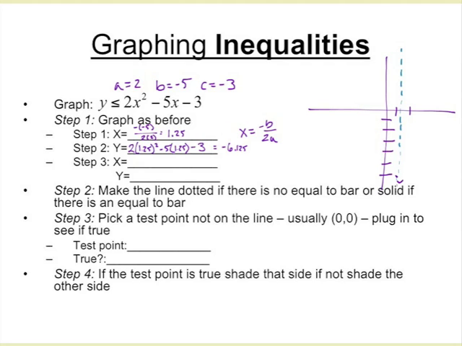Then we pick any x we want, as long as it's different than what we already did, but why you would ever pick 1.25, I don't know. So we're going to pick 0. If I plug in 0, I get negative 3. The nice thing about plugging in zeros, you will just always get that c value because everything else becomes zeros. So 0, negative 3 is a point.